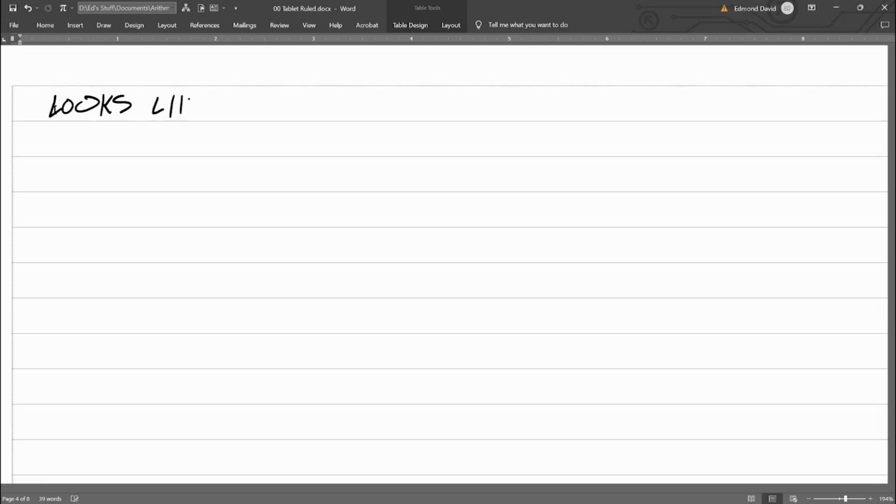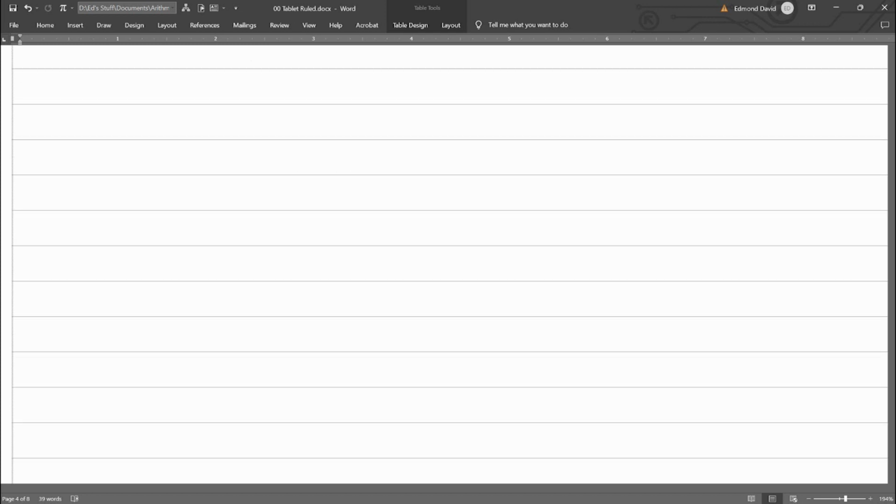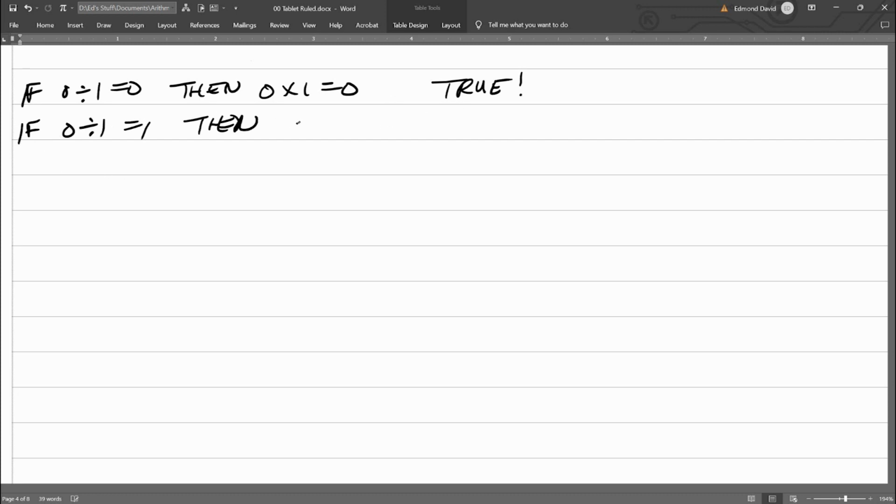So it looks like I'm wrong. We cannot divide 0 by 1, just as we cannot divide 0 by 0. But now let's look at multiplication. If 0 divided by 1 equals 0, then it must be true that 0 times 1 equals 0. And it is. But if we choose 0 divided by 1 equals 1, then it must be true that 1 times 1 equals 0, and that is just not true.